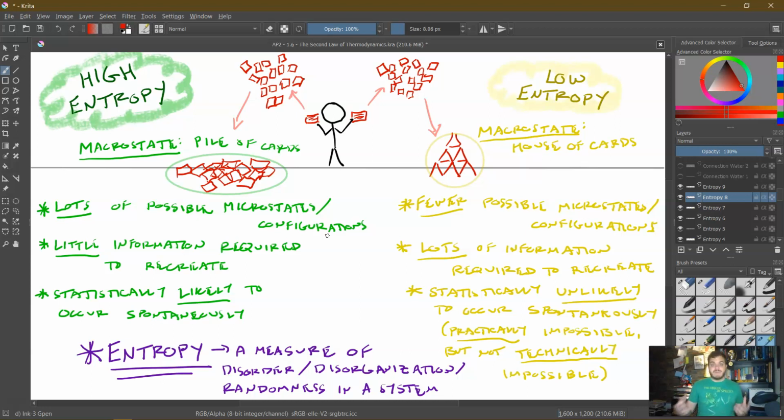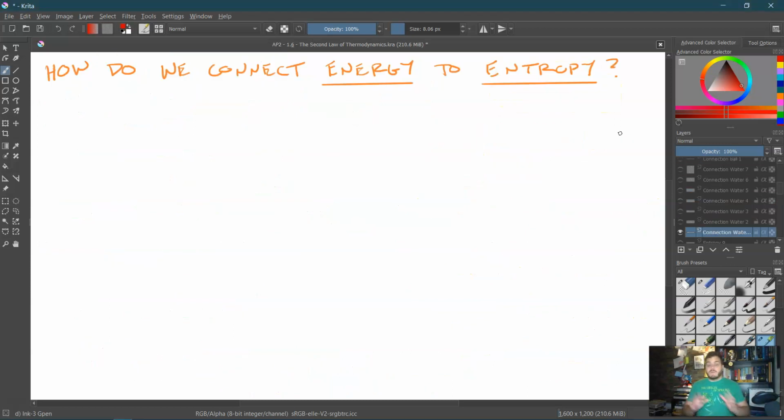So these are not groups of particles, so it doesn't really apply here, but it is a good analogy to help us think through this. So let's take this tangent back to what we were previously discussing. How can we connect energy to entropy to try to explain why one of those processes was spontaneous and the other one was not?